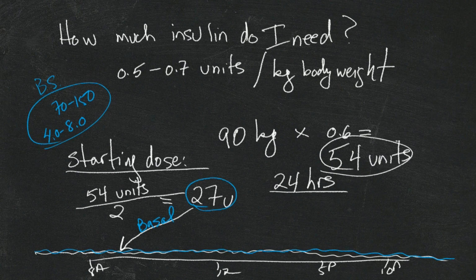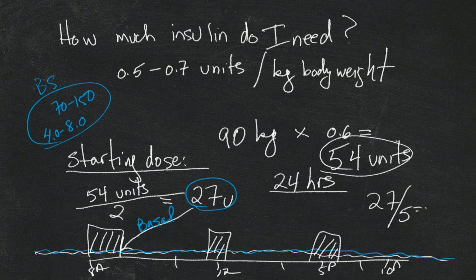Now, the other 27 units are units to play with for my meals and snacks. When we get started with diabetes management, we're thinking about at least 3 meals a day and some snacks here and there. That would mean that if we take 27 and divide it by 5, it's about 5. What it's saying is that we can give Joe 5 units at every meal.